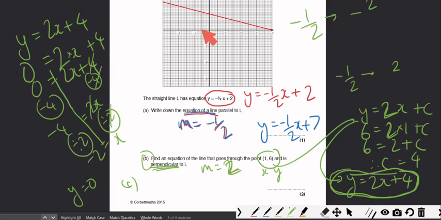X is equal to negative 2, negative 1, negative 2, right there. So the line goes like this.